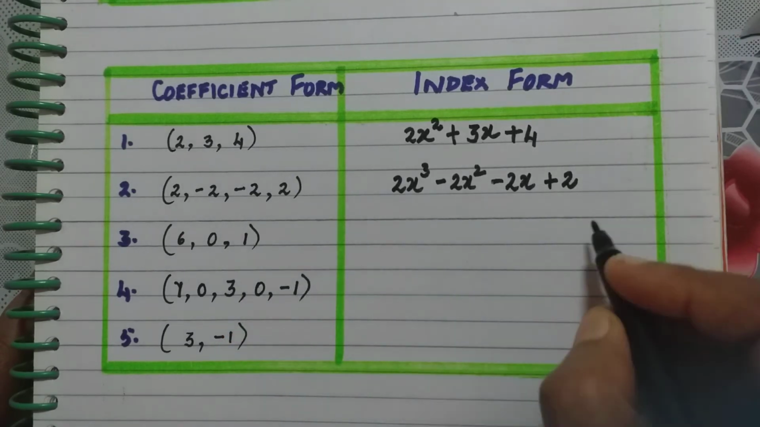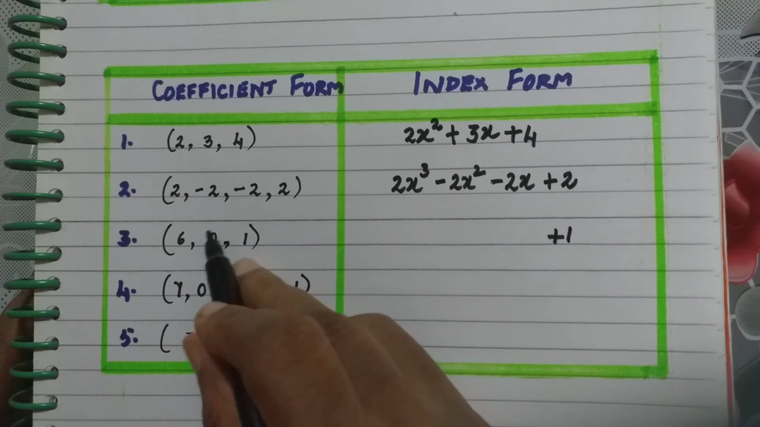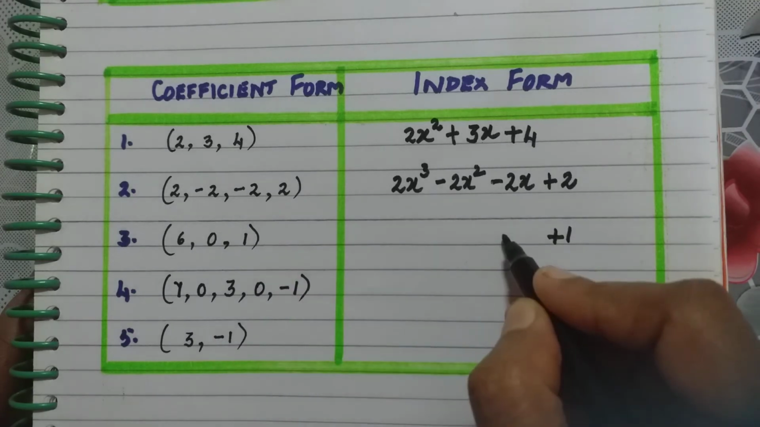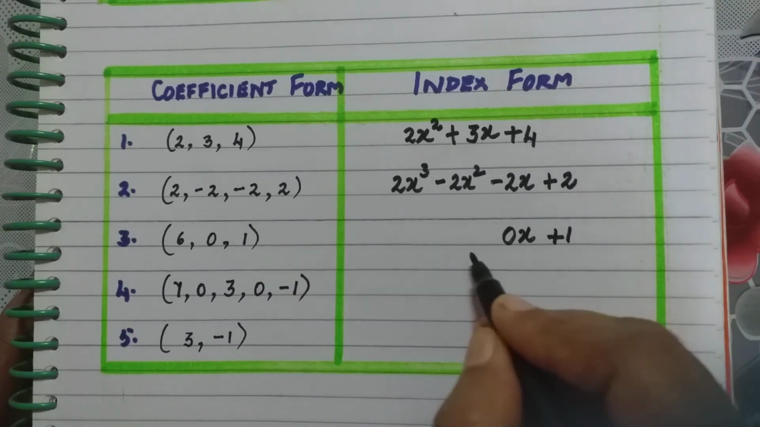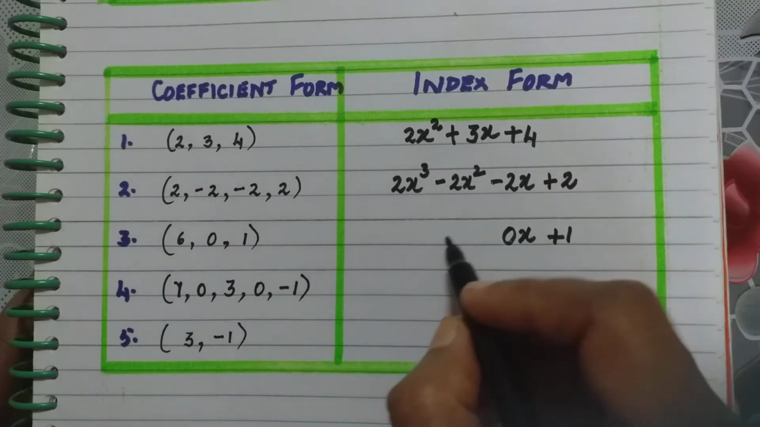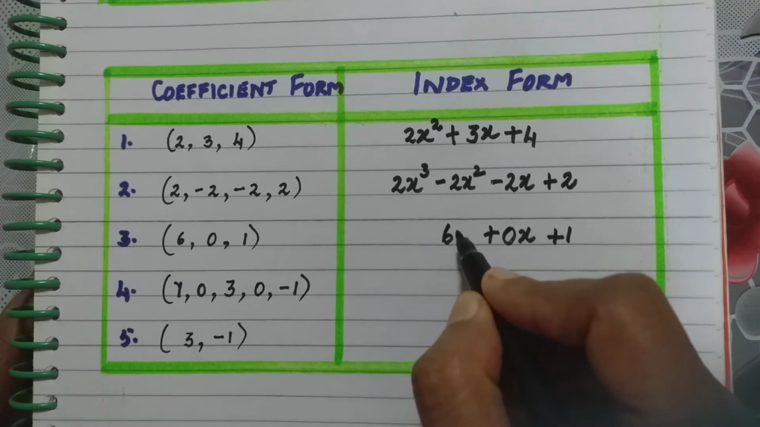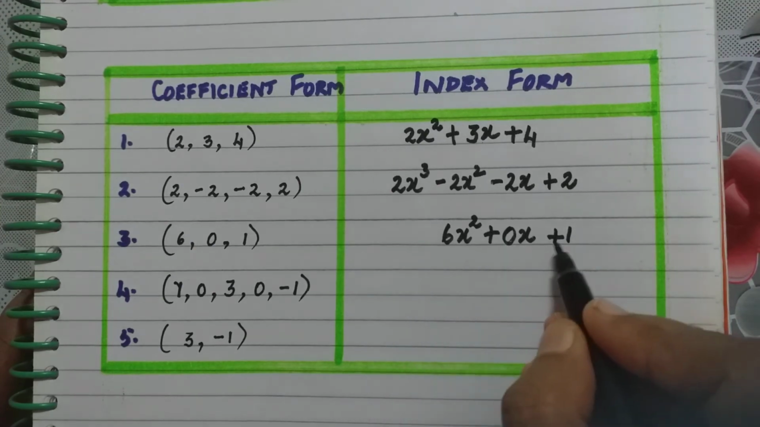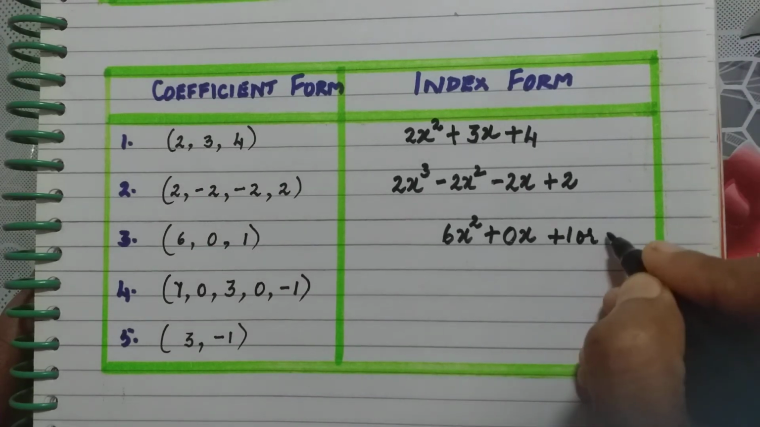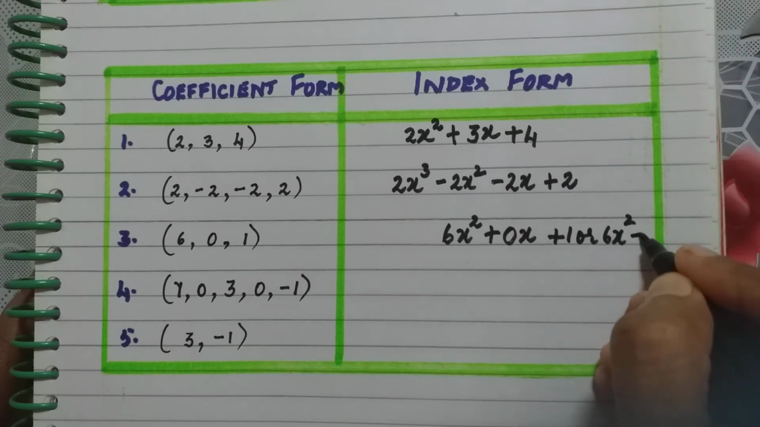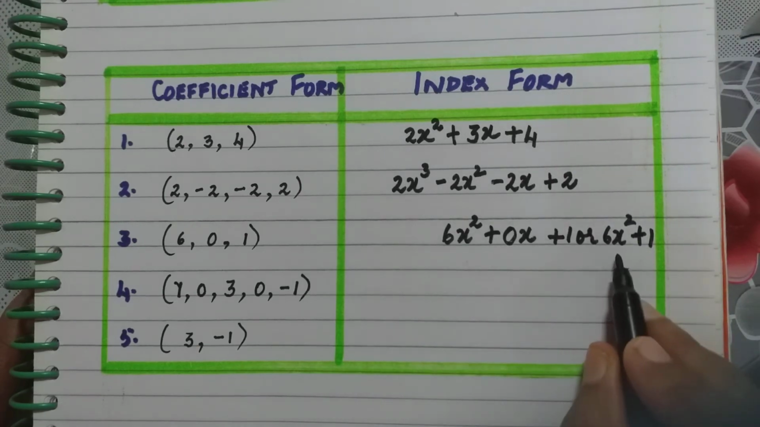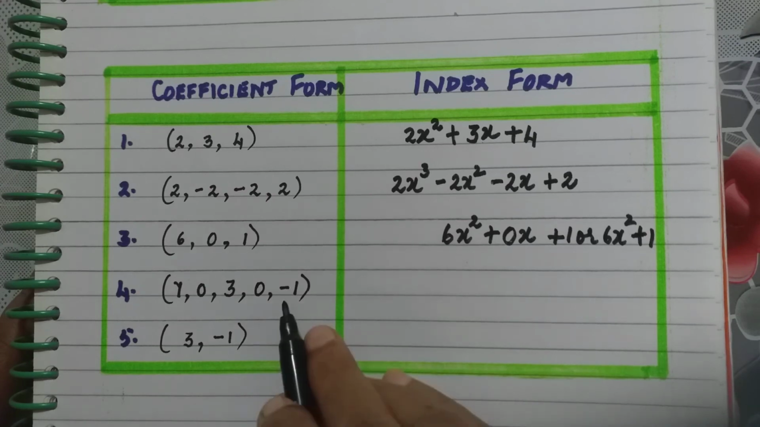Now look here, 6, 0 and 1. 1 is the constant number, so we write plus 1. Now what is not represented here? X. So 0x. We can write here 0x, or if we don't write it also it is fine. This is what? X square term. So 6x square. So you can write 6x square plus 0x plus 1, or just 6x square plus 1. If you don't write this also it is fine.